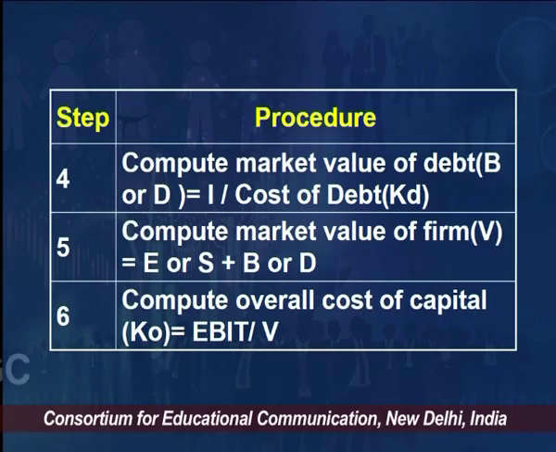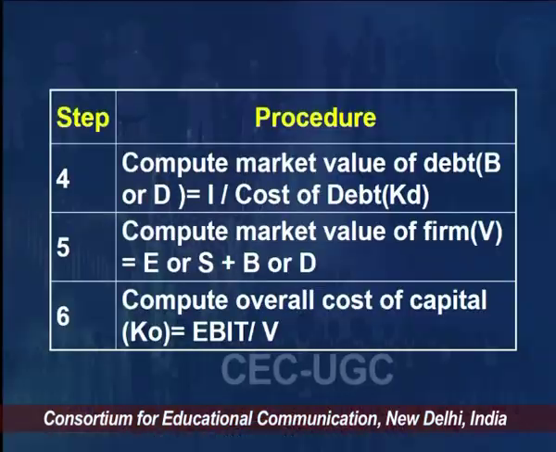Step number 5, compute market value of firm, which is V, which can be calculated by summing up two things, E and D, which is value of equity and value of debt. This can be calculated the other way as well. EBIT divided by KO can also be the formula for calculation of V. V is value of firm. These symbols were discussed in the past. So this is the step to calculate the value of firm.